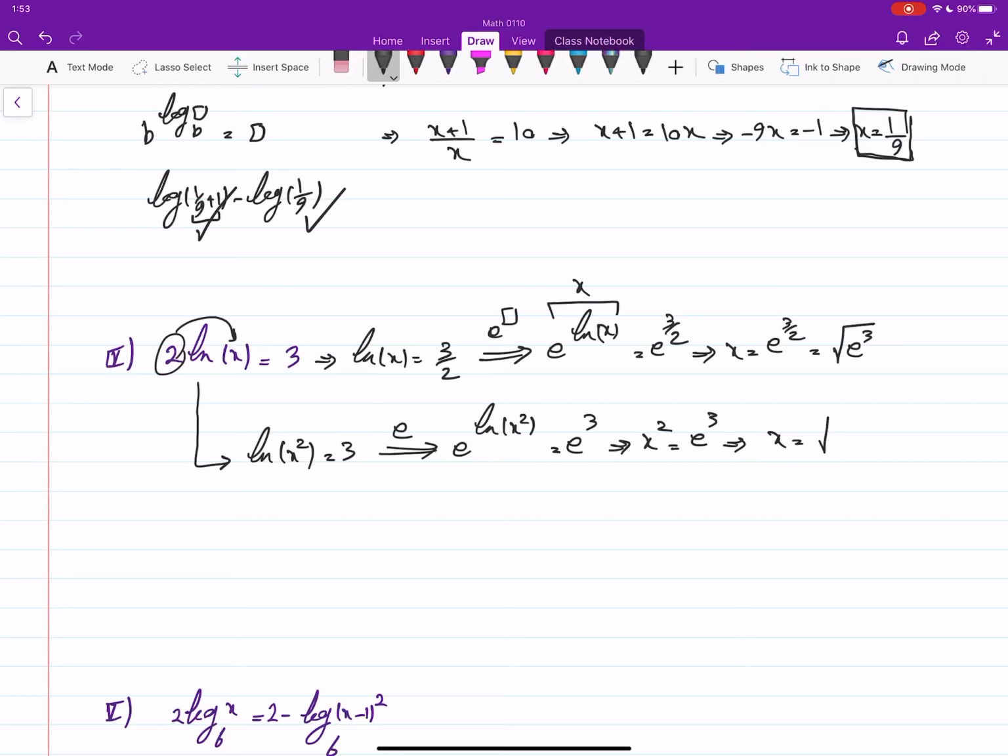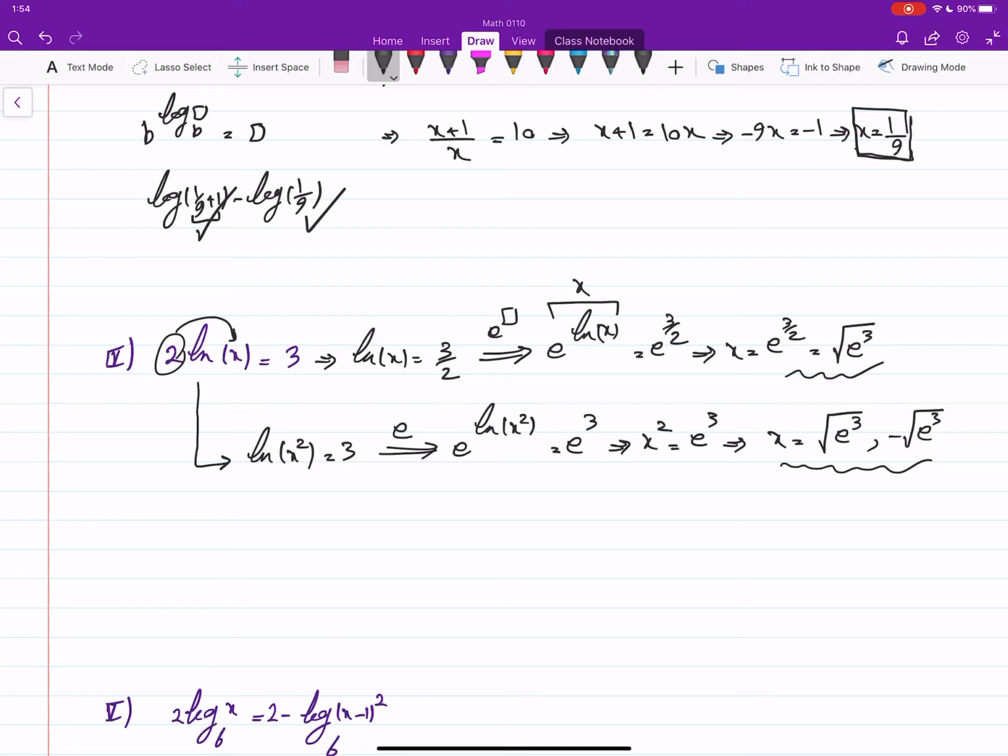So this will be root e to the power 3, but I need to also consider the negative one, yes? Because x squared, what is the x whose square is number e to the power 3? It's either positive root of that or negative root of that. What should we do here? We solved it one way. We got root e to the power 3. Now we're solving another way. We're getting 2 roots. What should we do?